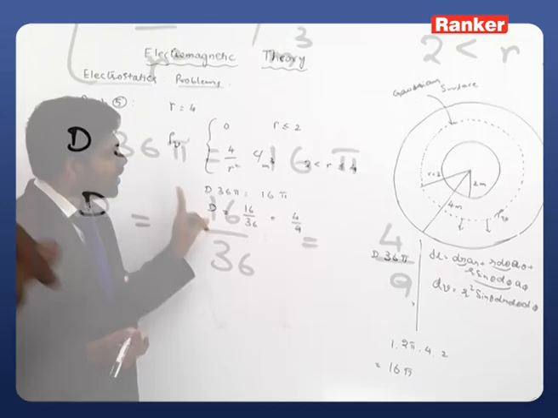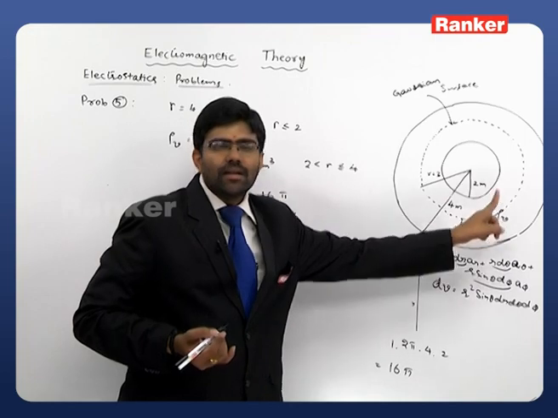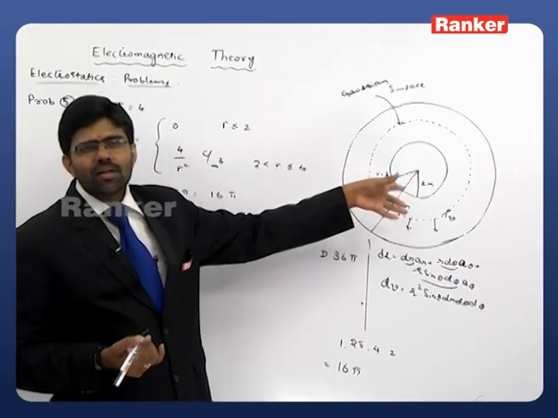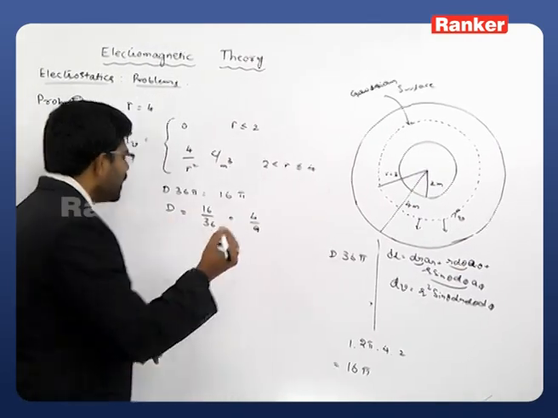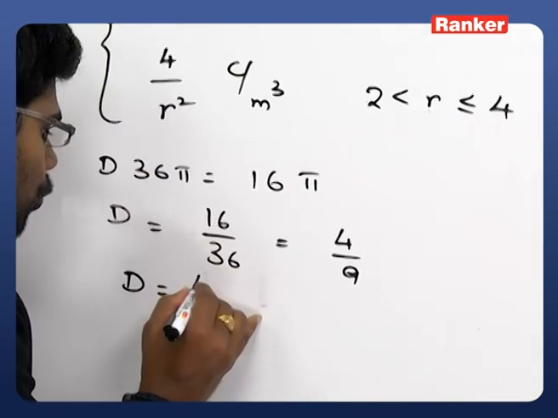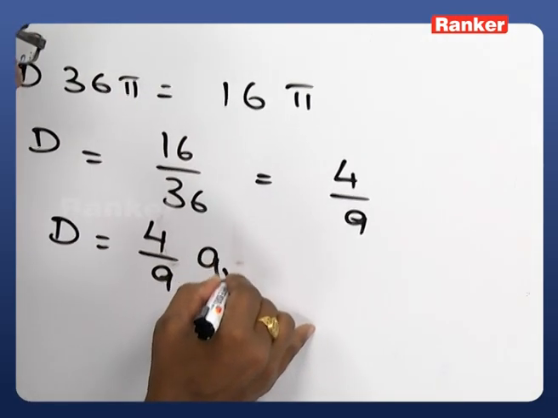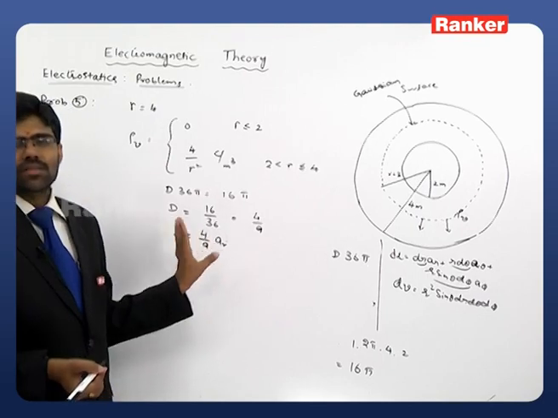So clearly the D will be in the direction of the radius. So with the observation, directly you can write that. So directly D can be written as D is equal to 4 by 9 in the direction of the radius, a_R, which I have just now added.